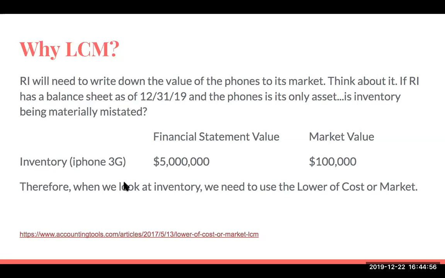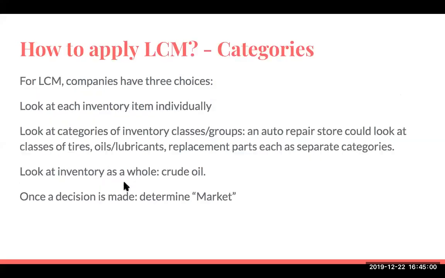So when we're looking at inventory, we're going to use this rule called the lower of cost or market. Now, how do we apply lower of cost or market? Well, first off, we have to define how we're going to be using it. There are three different ways we can do it. We can look at each inventory item individually. Now, if you have the technology, this makes a lot of sense, and that might be great.